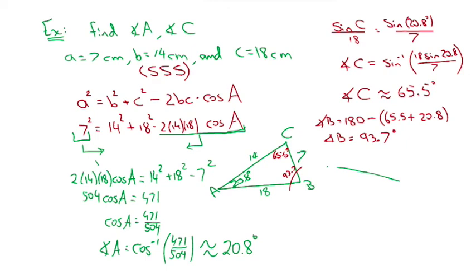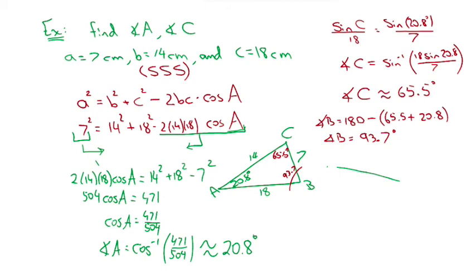Oh, you know what we did wrong? No, we didn't do that wrong. Hold on. Angle C is supposed to be the biggest angle. Why is it coming out really small? It's definitely a mistake. I just don't know where it is. Sine inverse of 18 sine 20 over C. I got 65.9 now. That wouldn't make much of a difference though. No, it won't.